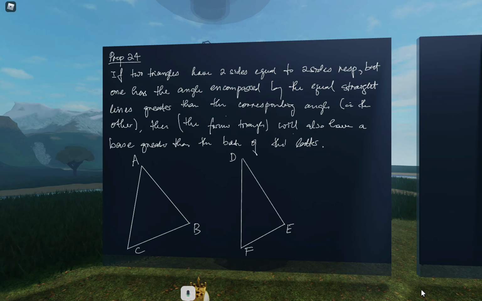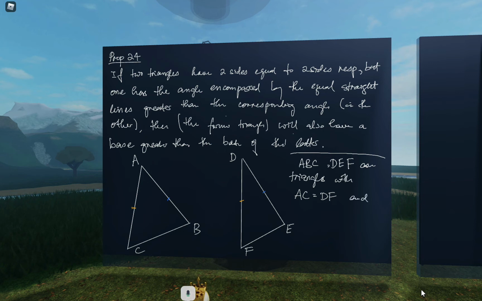Let ABC and DEF be triangles such that AC is equal to DF. I'll put the proof on the other side and I'll finish the construction here with AC equals DF. So I'll mark this on the diagram here. AC and DF are the same. And of course, the other two, AB and DE, are the same.